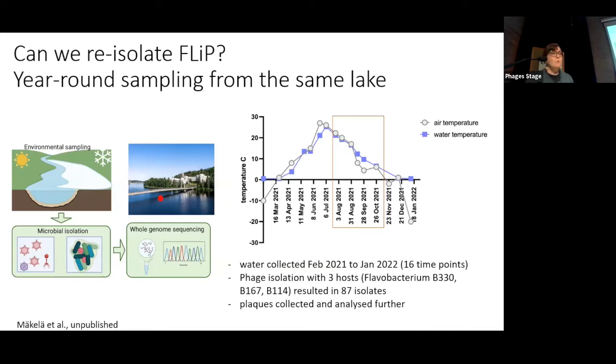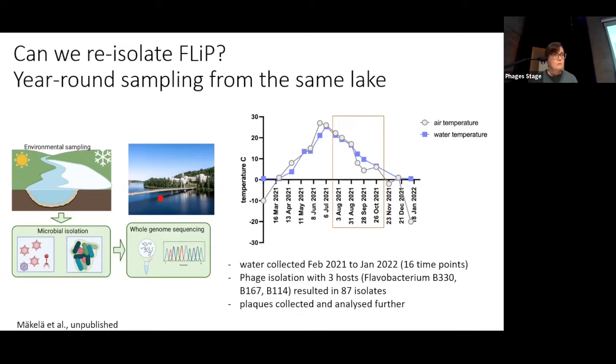So what we did is that from February 2021 until January 22, so this year, we collected large water samples at least once per month. We collected the bacterial communities on filters, and we also collected the viral fraction, and we sent those to metagenomic sequencing to explore these questions a bit further.